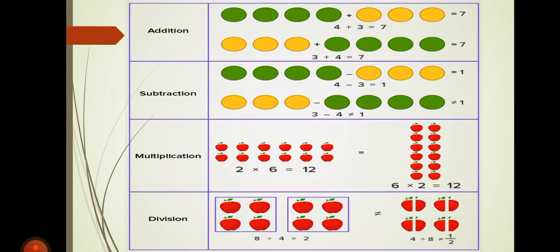Now we check it out for the other operation, that is division. When we divide 8 apples by 4, we get 2. But when we divide 4 apples by 8, we get 1 by 2. So 2 and 1 by 2 are reciprocals of each other. That means commutative law doesn't hold true for division. So now we have seen commutative laws under different operations.